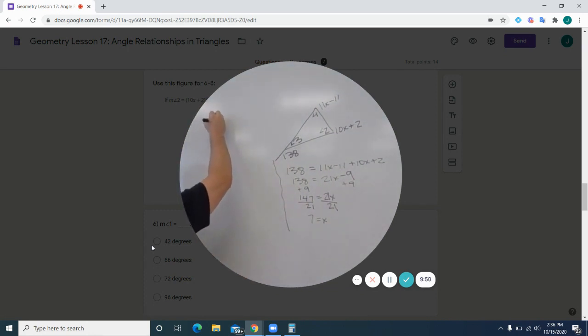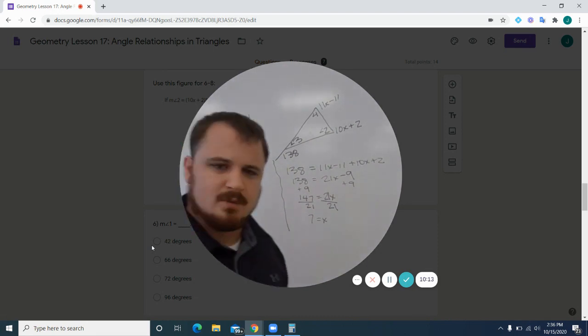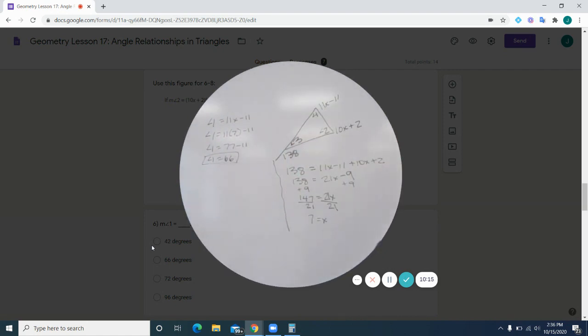Okay, so let's solve for angle 1. So angle 1 is 11x minus 11. And we know right here that x equals 7. So angle 1, we're going to have 11 times 7 minus 11. So 77 minus 11, which gives us 66. So there we go. We solved for angle 1.